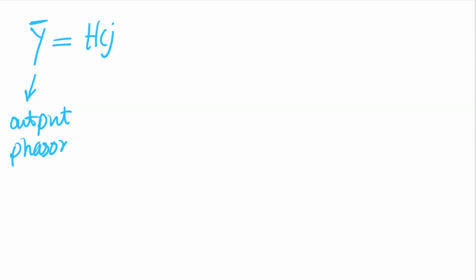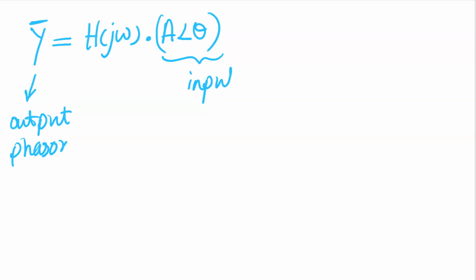The phasor of my output, let's call it this way, so this is my output phasor. My output phasor is equal to the phasor of H(jω) multiplied by the phasor of input, which is A with an angle of θ. So this is the input phasor.